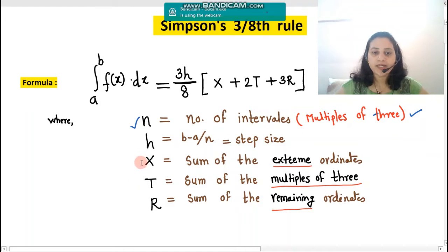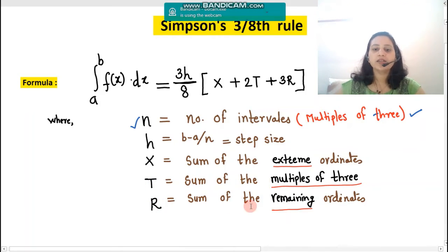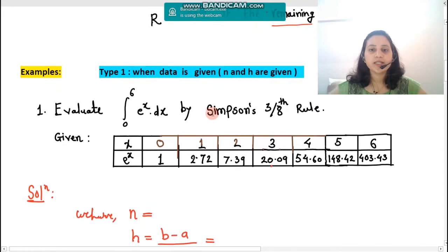Next we move towards X. X is equal to the sum of the extreme ordinates, that means the first and last ordinates. So the addition of the first and last ordinate gives X. Then T. T is equal to the sum of the multiples of 3, and R is the sum of the remaining ordinates. Now we move towards the examples.